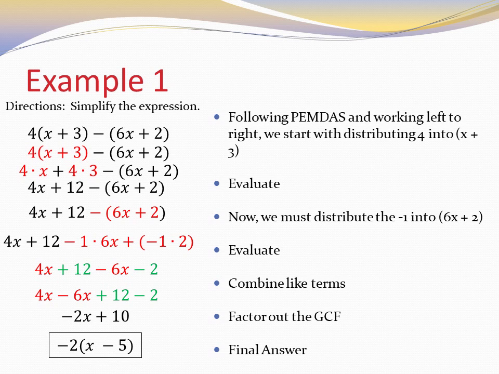So then we have to do the same thing with the next side, the minus 6x plus 2. And this is where I hope I don't lose you, but the minus in front of the parentheses, there's really a minus 1 there. It's not written, but there is a minus 1 to the left of that parenthesis. So it's minus 1 times 6x plus 2. And we need to distribute that minus 1 into the 6x plus 2. So then we rewrite the problem as 4x plus 12 minus 1 times 6x plus a minus 1 times 2.